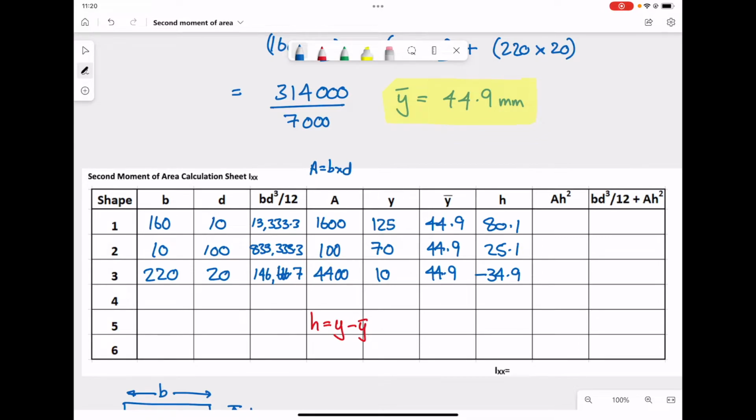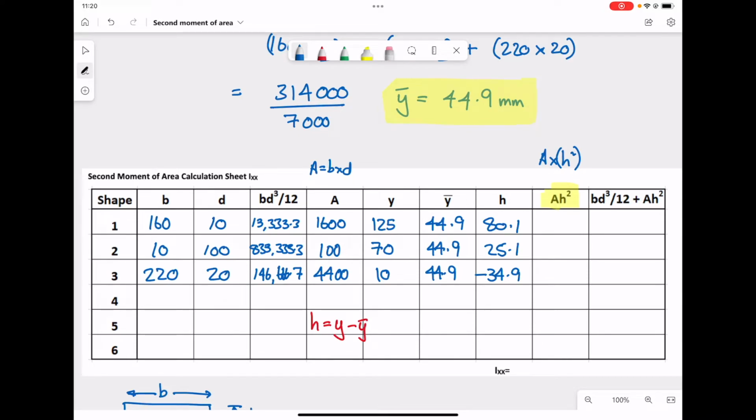To apply the parallel axis theorem component: the parallel axis theorem states that the second moment of area of a shape about another parallel axis is the second moment of area of the shape about its own axis plus AH squared. So for that, we need to calculate AH squared, remembering that it is the area multiplied by H squared, and it's only the H value that gets squared. And when you have negative values for H, as we do in the bottom, squaring a negative number gives you a positive number.